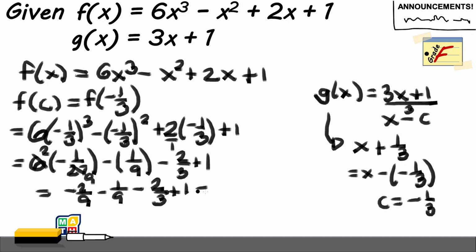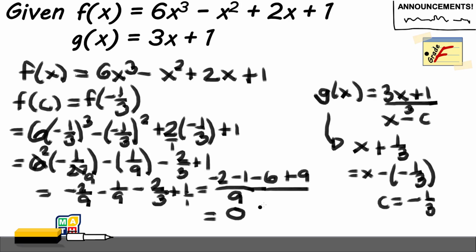To combine all of them, our LCD is 9. Okay? So 9 divided by 9 is just 1, so this is still negative 2. 9 divided by 9 is also 1, so this is still 1, but minus according to the operation here. 9 divided by 3 is 3. Times 2 will have 6, and the operation is also minus. And here, this automatically means over 1. 9 divided by 1 is 9 times 1, so you have plus 9. Look at our numerator. This will give us a result of negative 2, negative 1, negative 6, that's negative 9. Plus 9 is 0. 0 over 9 is 0 itself.